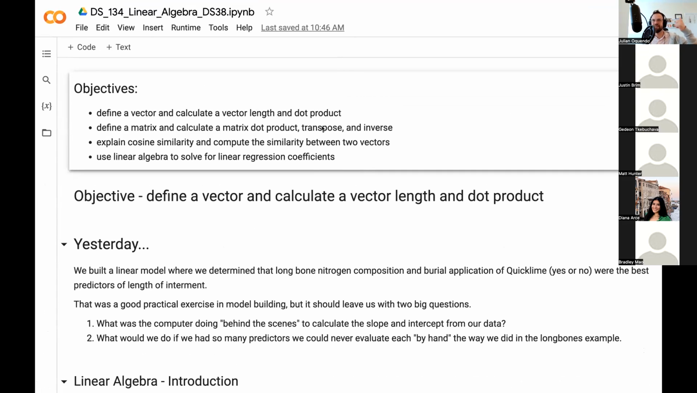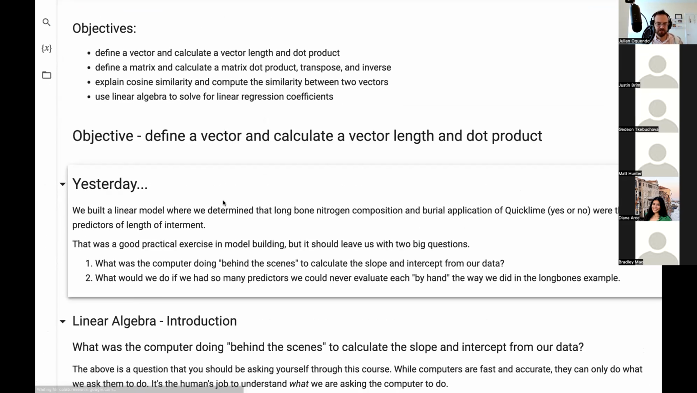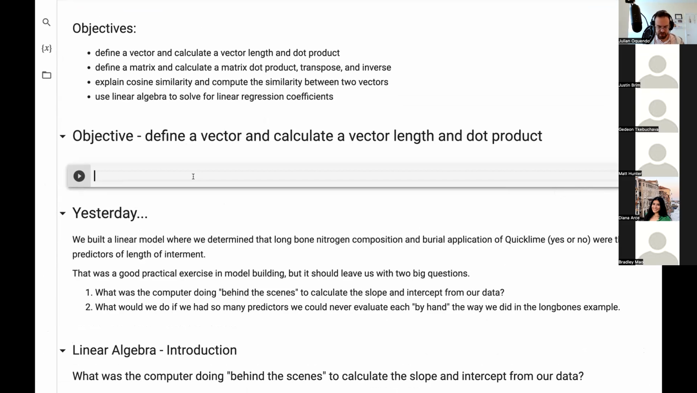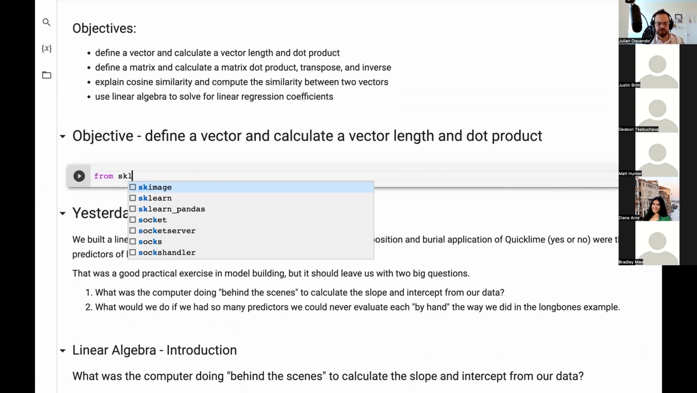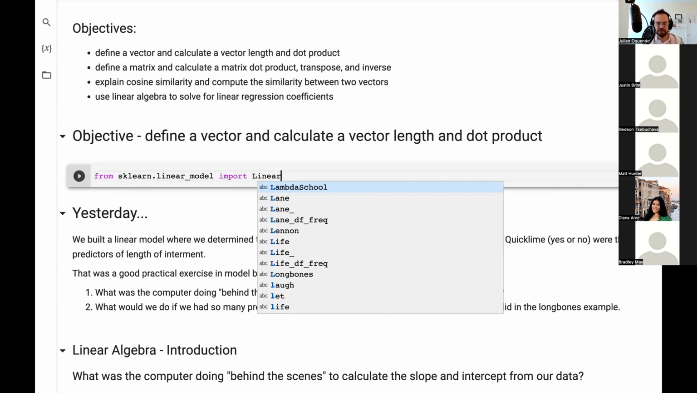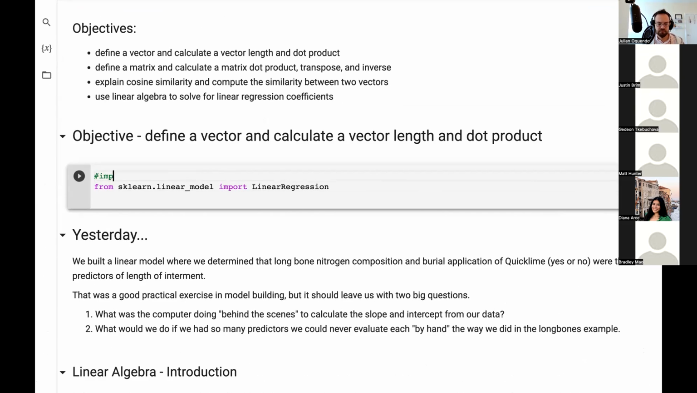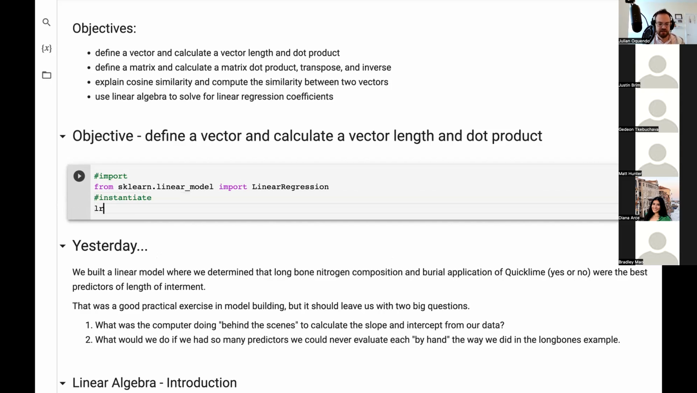That's the import. So let me go ahead and demonstrate that. You import your model. So let's say that I'm working with sklearn. I'm going to need to remember that I'm working with a linear model, and I'm going to import my linear regression. So that's me importing. Instantiating is my LR equals linear regression.